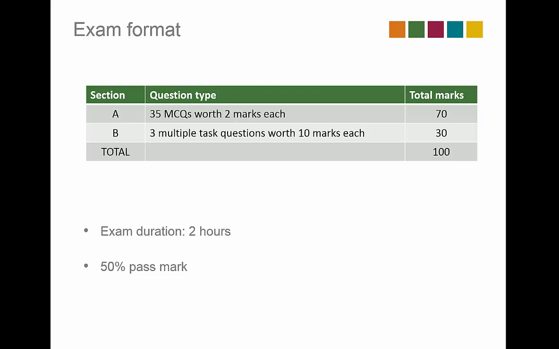Section B will be 3 multiple task questions worth 10 marks each, and section B will come from syllabus areas C, D and E that we mentioned previously. So you could expect to see a question in section B of the exam on budgeting, standard costing and variance analysis and performance measurement. The multiple task questions will be based on a mini case scenario that you will be given, and then you will expect to see approximately 3, maybe 4 questions relating to each mini case scenario.